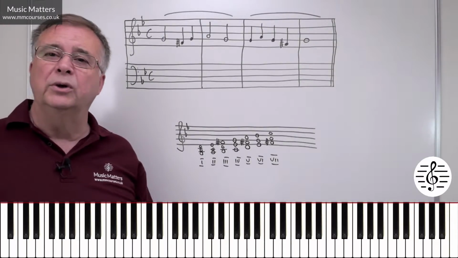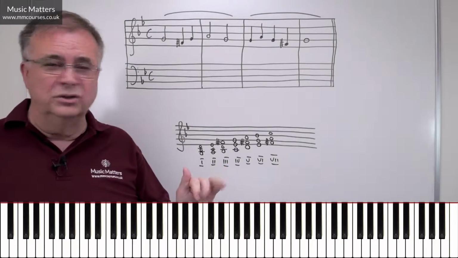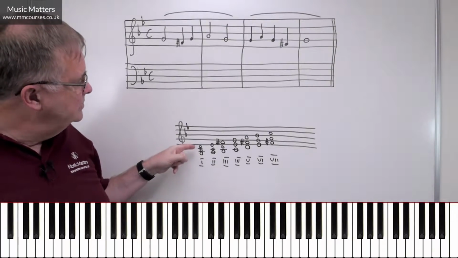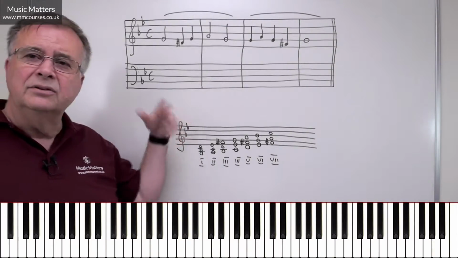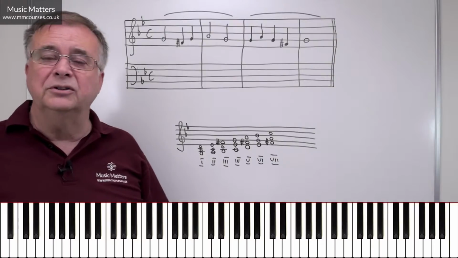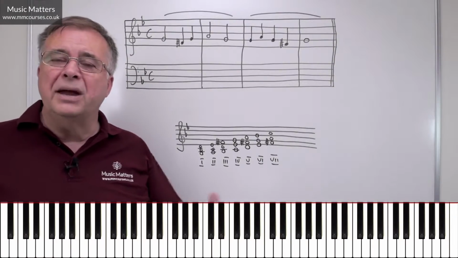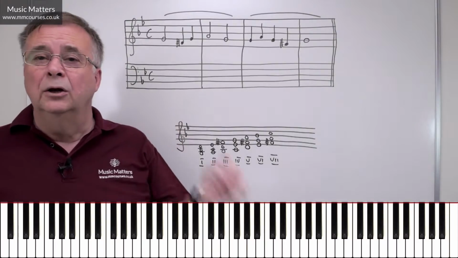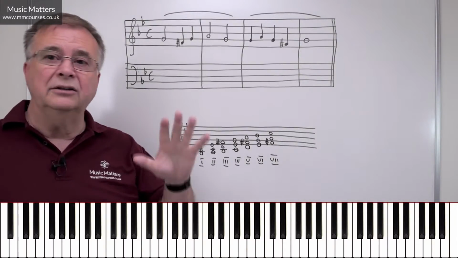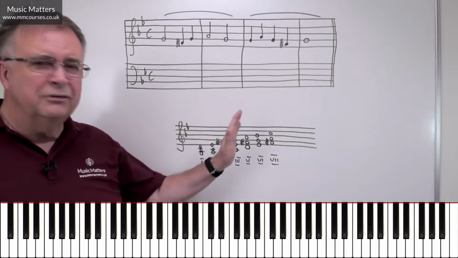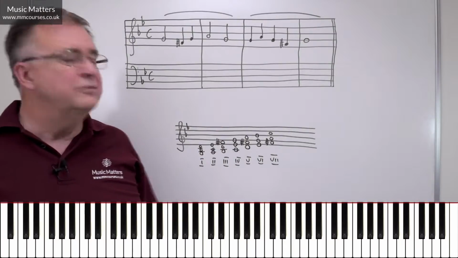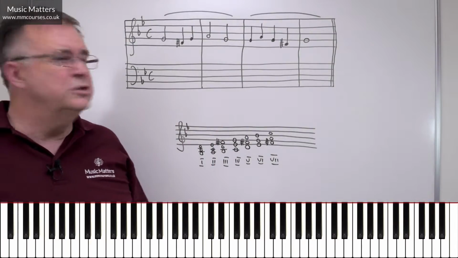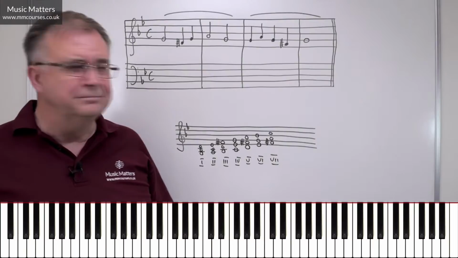You might, for example, want to use extended chords by extending these chords up to 7ths, 9ths, 11ths, 13ths and so on. That's perfectly possible. You might want to use chromatic chords like the diminished 7th or the Neapolitan chord or one of the augmented 6th chords. That's fine. At the moment, we're just going to focus on the basic kind of diatonic chords. And then if you want to be more elaborate, well, that's fine.